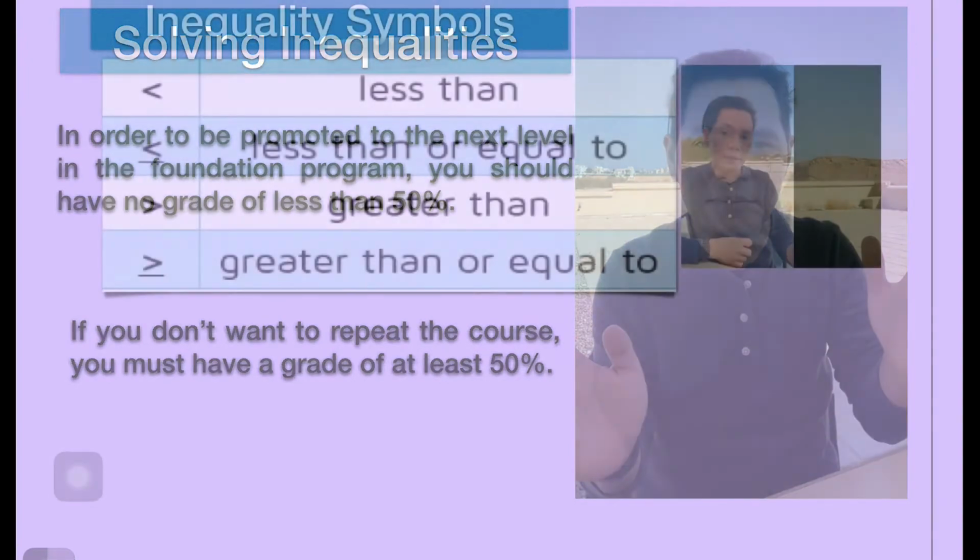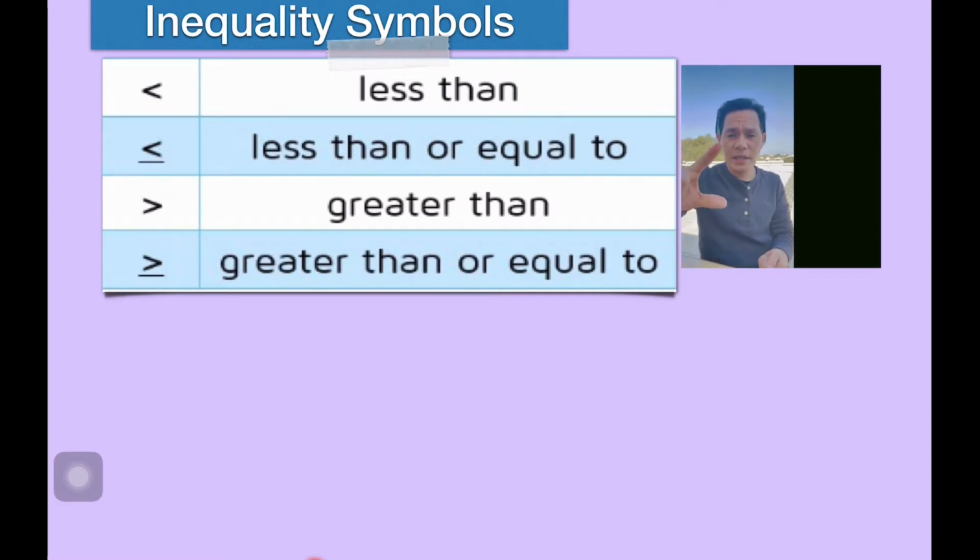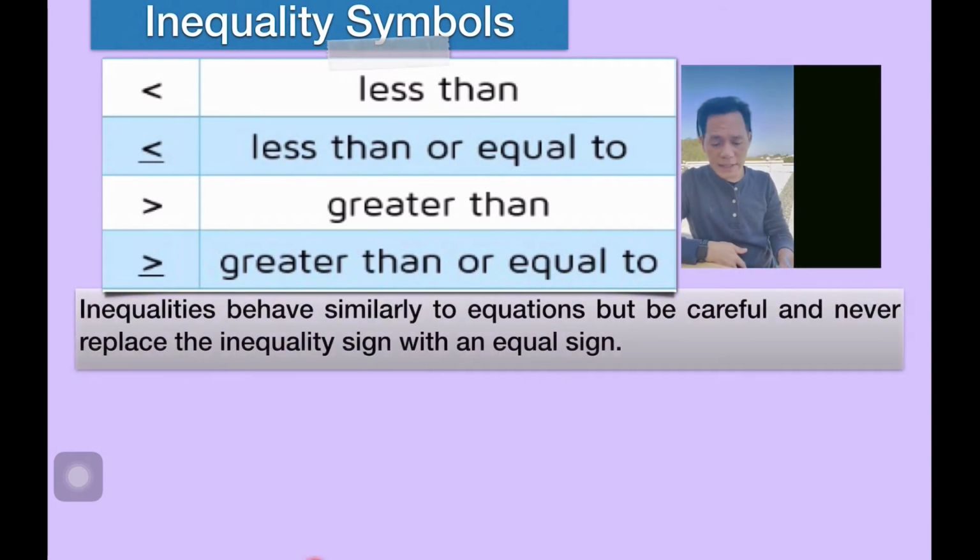Okay, so here we go. We have the inequality symbols here, which is this one is less than, and then this is the less than or equal to, the greater than, and then the greater than or equal to. Just remember these things, guys, that we have this less than, meaning it's letter L, less than. Otherwise you have the greater than. Okay, now take note that inequalities behave similarly to equations, okay? But be careful and never replace the inequality sign with equal sign.